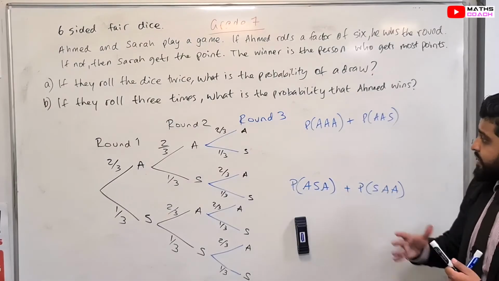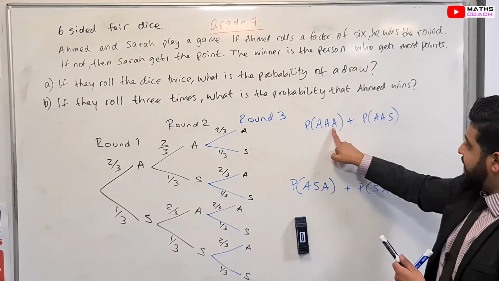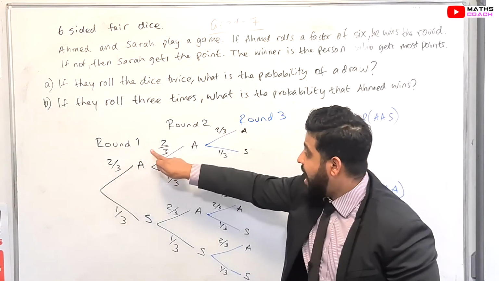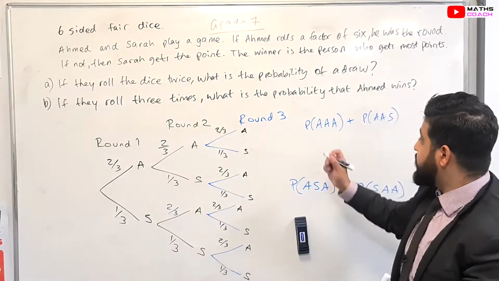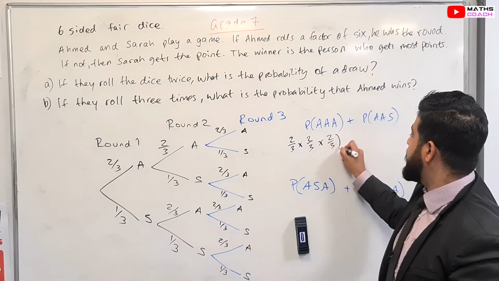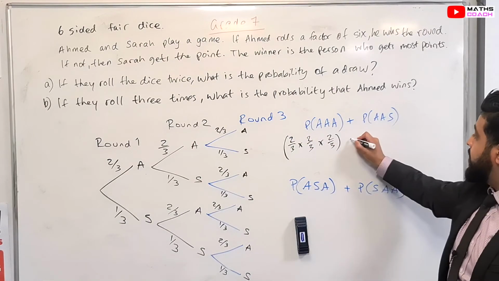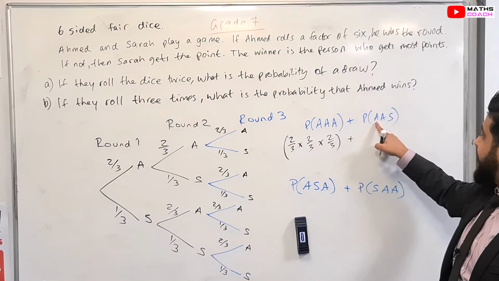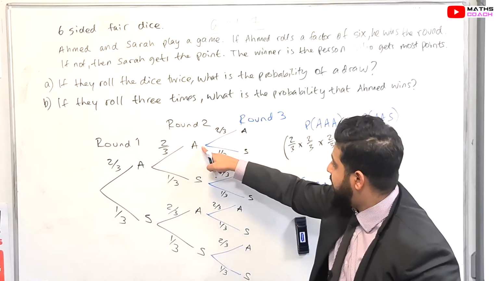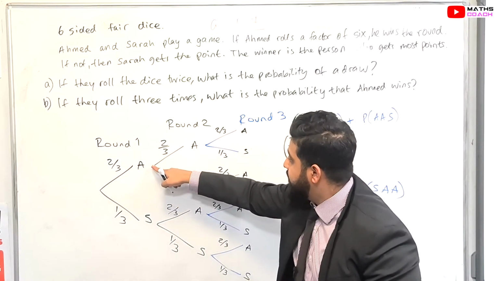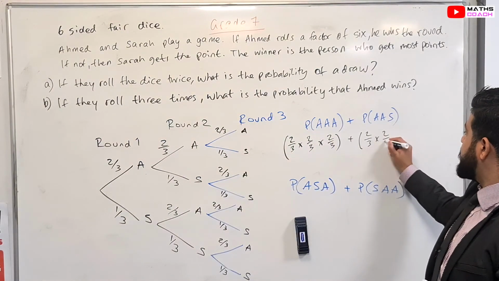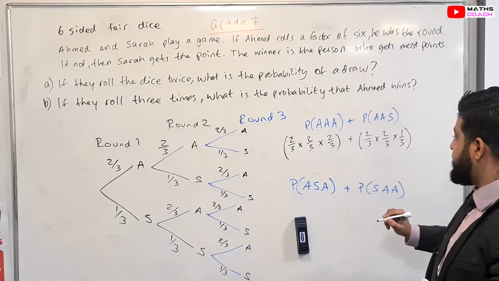So I've rewritten this. That will give me room now to write the probability of A, A, and A. What's the probability of A, A, and A happening? It's 2 out of 3, and 2 out of 3, and 2 out of 3. So that and will be 2 out of 3 times 2 out of 3 times 2 out of 3. So that's that first one. Now we're looking for the probability of Ahmed, Ahmed, and Sarah. So that would be 2 out of 3 times 2 out of 3 times 1 out of 3.